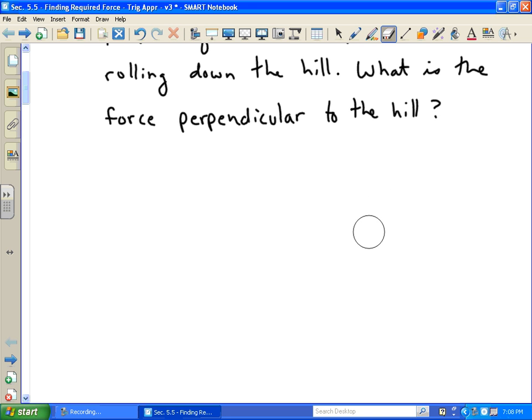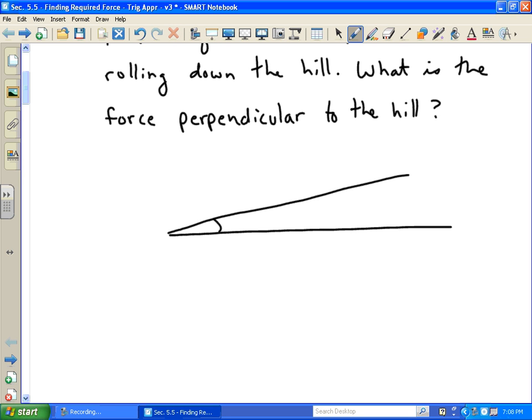Sorry, let me start over here. So there's my horizontal, and then here is my 9-degree incline. At some point, I have my car, and we're asked to find the force that it takes to keep this car on the hill. So from here, there's going to be a particular vector we're going to call F, and that vector represents the force that we need to keep this car from sliding back down the hill.